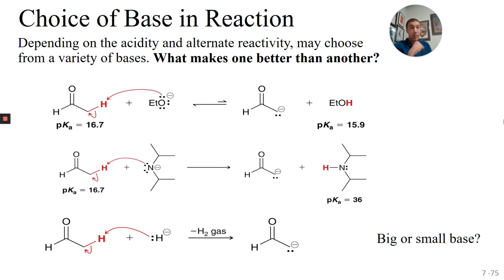Okay. Oh, this is a fun little one. For sodium hydride, is it big or small? Okay. Remember, the bigger the structure is, the more likely it acts as a base because it can only access the hydrogens on the outside of the molecule.